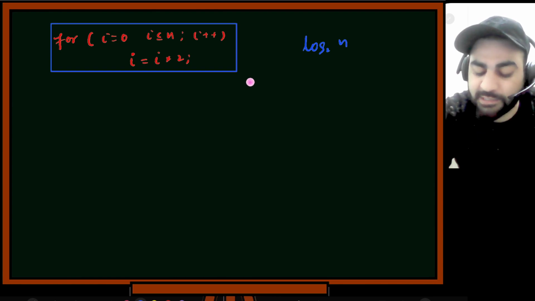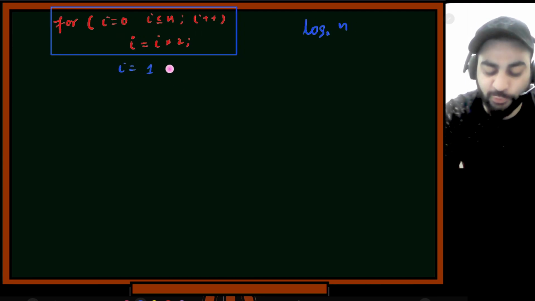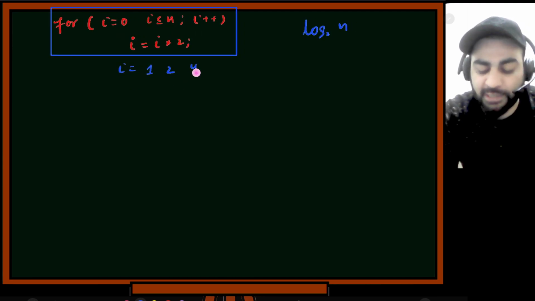So what he said is like this. Here, first we have i equal to 1. So i is equal to 1 in the first iteration. In the second iteration it will become 2. In the third iteration it will become 4. It is doubling every time now.